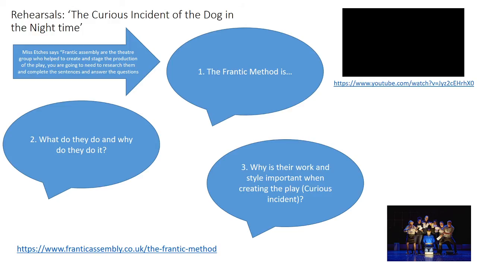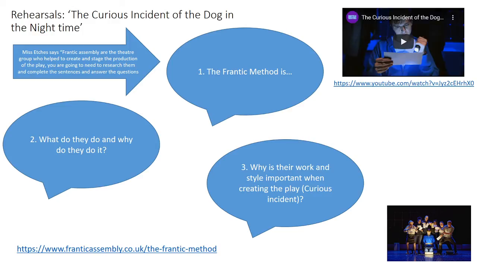Moving on then. The third and final play is The Curious Incident of the Dog in the Night Time. Again, I've put a YouTube link at the top right hand corner there to give you an idea of the play that we're looking at. You'll notice again that there's an arrow in the top left hand corner, that you can see some information that I've put there to guide you. So, Frantic Assembly are the theatre group who helped to create and stage the production of the play. You're going to need to research them and complete the sentences and answer the questions. Again, you'll notice at the bottom left, I have put a research website there for you to guide you, and you need to answer the questions in the bubbles.